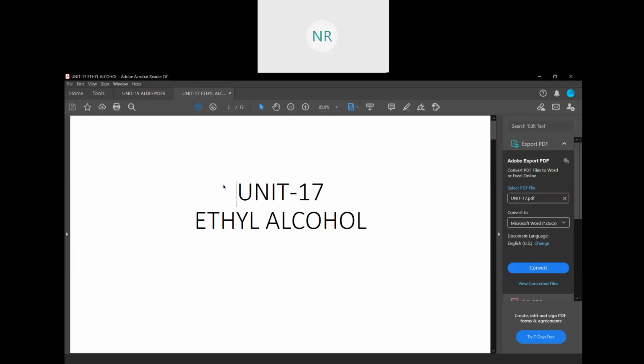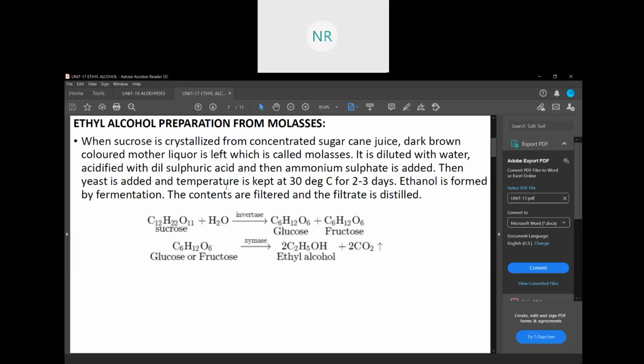So ethyl alcohol. Alcohol, you already know, is a hydroxyl group attached to a hydrocarbon group. Ethyl alcohol is nothing but two carbon atoms with an alcohol OH group. So the formula for ethyl alcohol is C2H5OH, with two carbon atoms.